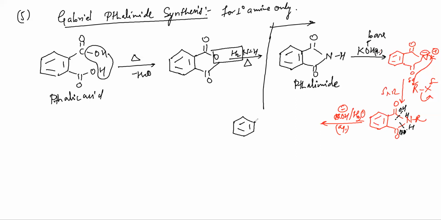First of all, you will get something like this: C double bond O, C double bond O, here O minus and here also O minus. Why are we getting O minus? Why are we not getting OH? Because the medium is basic. Plus RNH2. This is your 1 degree amine. This method is called Gabriel phthalimide synthesis.